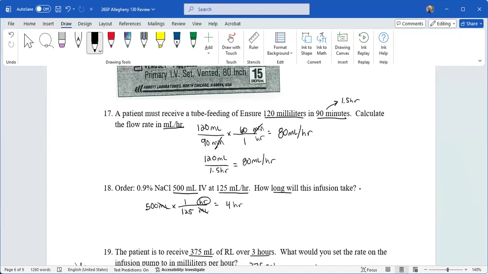But if you sat there and said, okay, 1 hour would be 125 milliliters, 2 hours is 250 milliliters, and then 2 times 250 milliliters would be 500, so that would be 4 hours, you're doing it correctly. There's nothing wrong with doing it that way. I just wanted to show you how I would do it if I was setting it up using math.